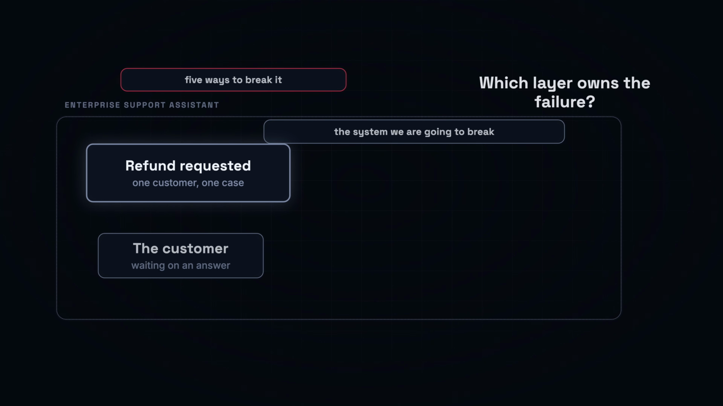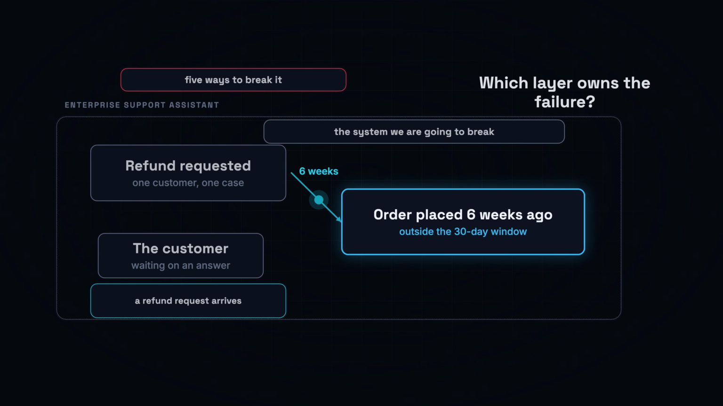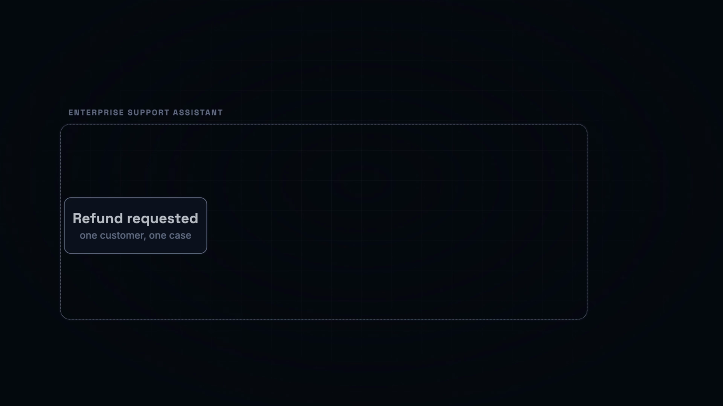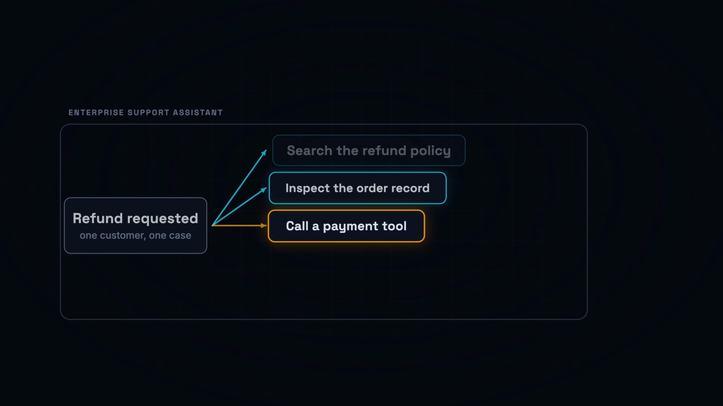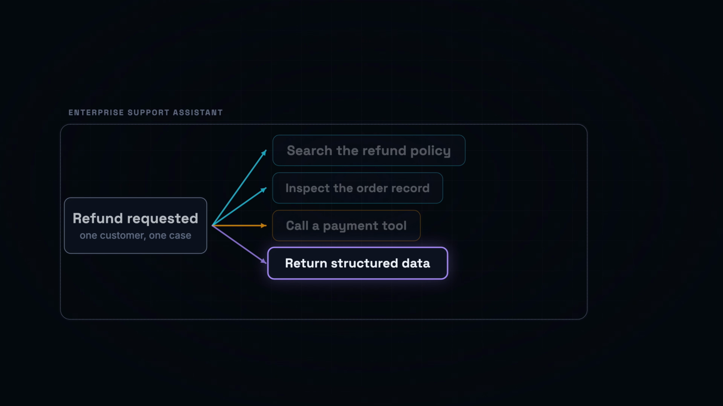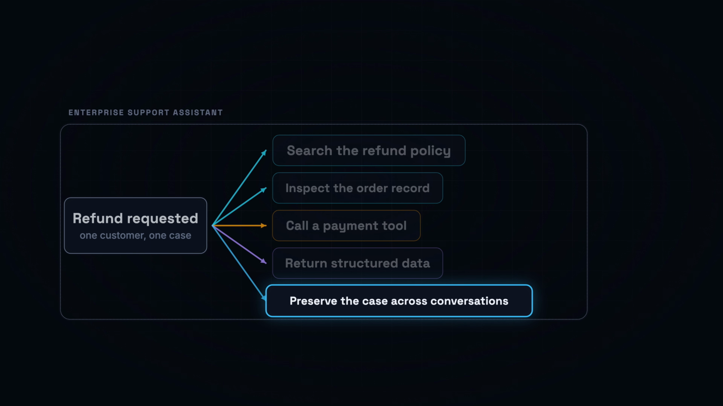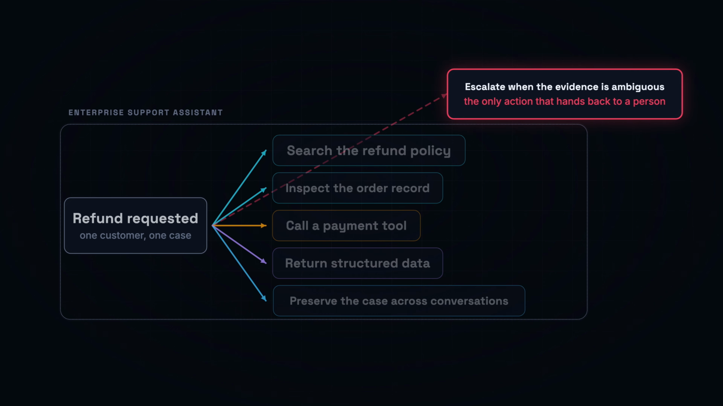An enterprise support assistant receives a refund request for an order placed 6 weeks ago. To complete the case, Claude may need to search the refund policy, inspect the order record, call a payment tool, return structured data, preserve the case across multiple conversations, and escalate when the evidence is ambiguous.